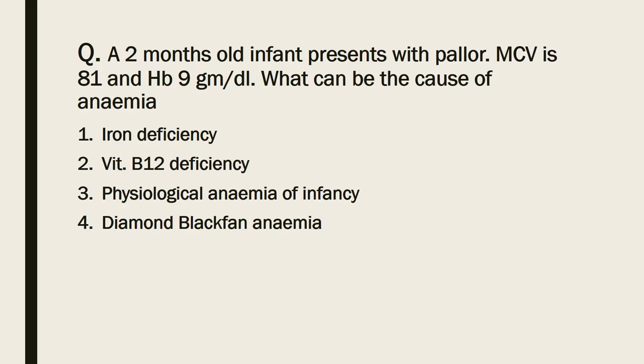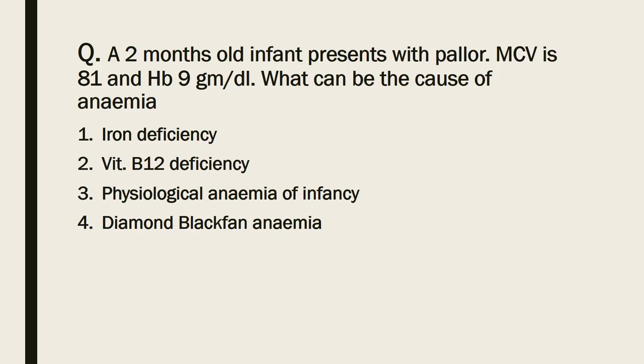Now let us ask some questions. Example, a 2 months old infant presents with anemia and MCV is normal, 81 femtoliter, and hemoglobin is 9 gram per dL. Then what can be the cause of anemia at this age? Is it iron deficiency or B12 deficiency or physiological or Diamond Blackfan anemia?